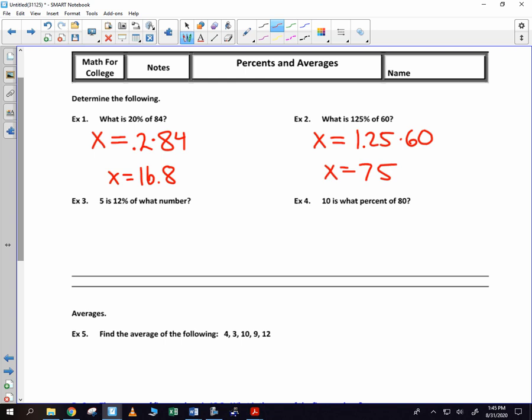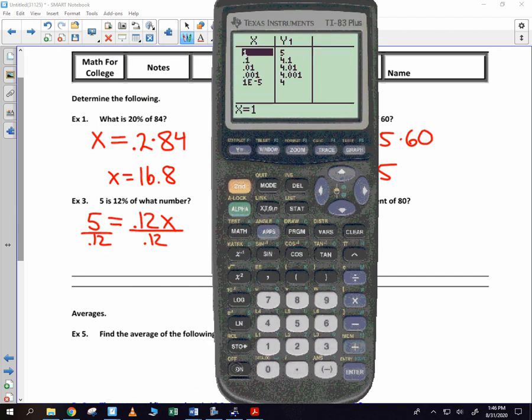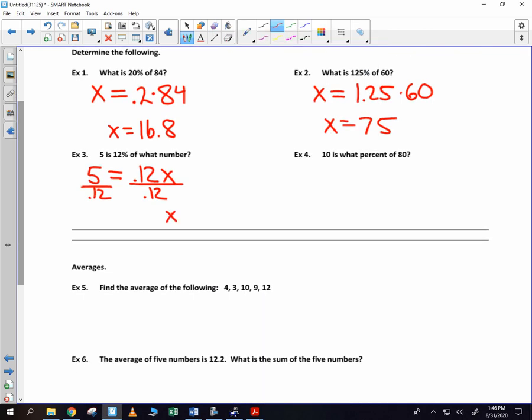Now let's change it up a little. It says 5 is 12% of what number? 5 is means equals. 12% means 0.12 of what number? Of means times x. We're going to divide both sides by 0.12. So I take out my calculator and I take 5 and divide it by 0.12, and I get 41.6 repeating. So x is 41.6 repeating.